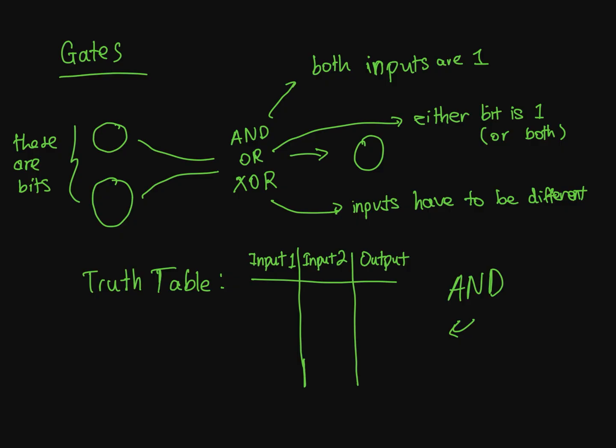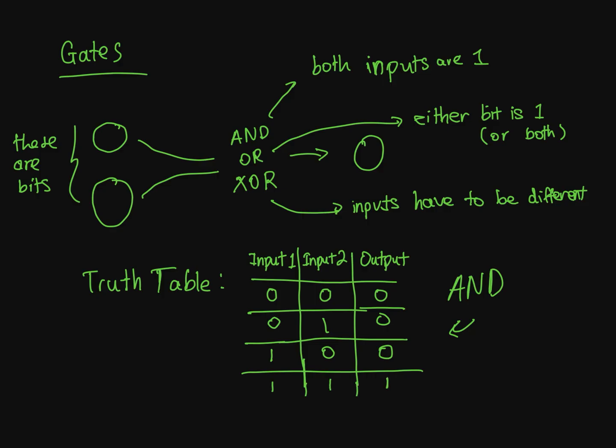Since there are 2 inputs, we have 4 possible combinations. If input A is 0 and input B is 0, the output should be 0. If input A is 0 and B is 1, then the output is 0. If A is 1 and B is 0, then again the output is 0. And finally, if A is 1 and B is 1, then the output is 1. So this is how we would write the truth table for the AND gate.